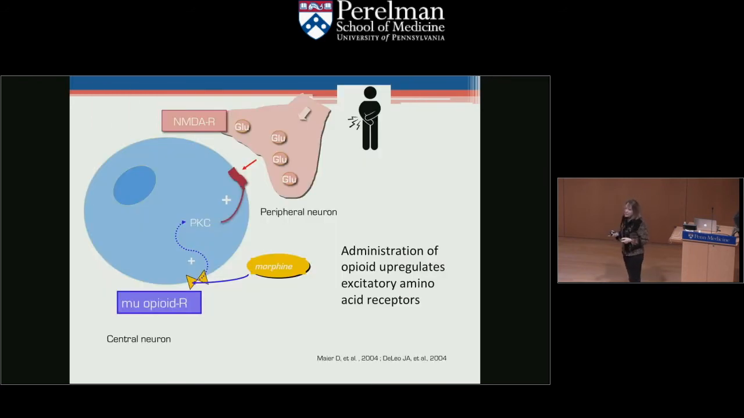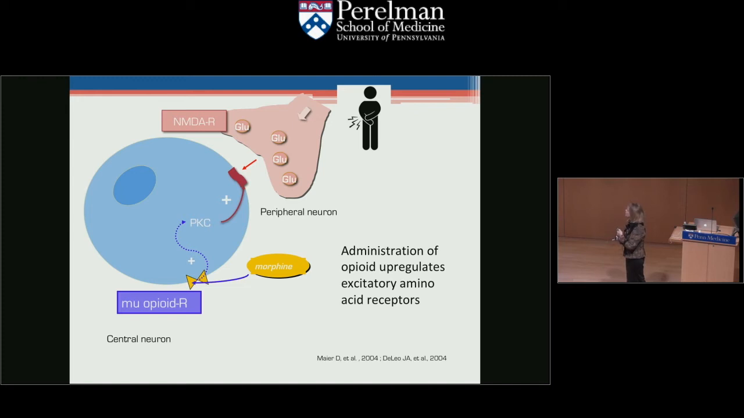Now, what are some of the mechanisms underlying this? There's a number of theorized physiologic or pathophysiologic mechanisms underlying the development of opioid-induced hyperalgesia. One of them has to do with the upregulation of excitatory amino acid receptors. We know that when an individual experiences pain, an excitatory amino acid, glutamate, is released and it binds to the NMDA receptors on the peripheral neuron.